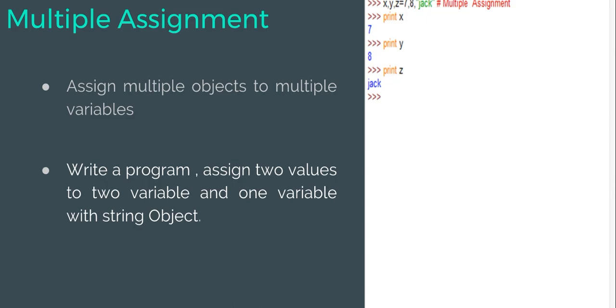Now let's take multiple assignment with multiple objects. Assign multiple objects to multiple variables. Write a program that assigns two numeric values to two variables and one variable a string object. In that, x will be saved as 7, y will be 8, and z will be jack. Here the name is a string object. Accordingly, if you print x, print y, and print z, you get the output 7, 8, and jack.